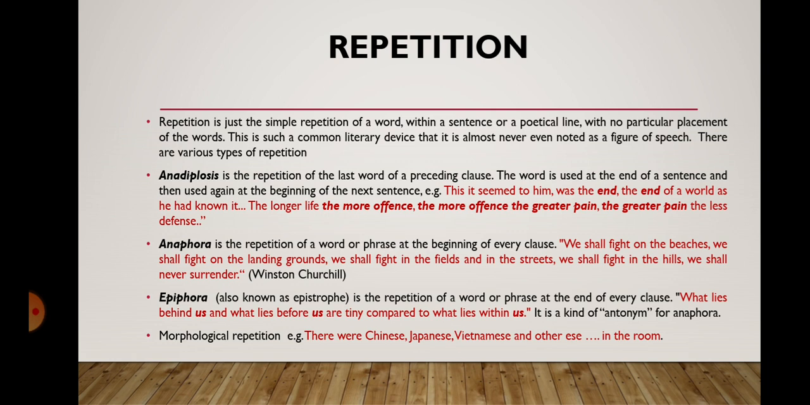And there is one more interesting type of repetition called morphological repetition. For example, there were Chinese, Japanese, Vietnamese, and others in the room. So here just part of a word, this suffix, is repeated.